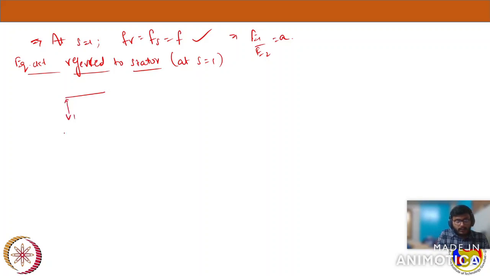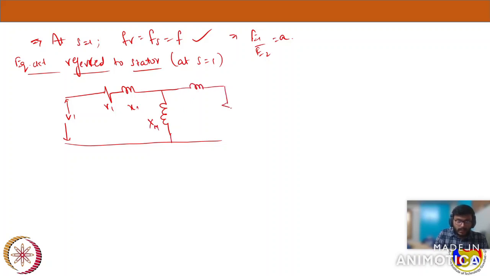And yeah, this is V1, this is R1, this is X1 leakage reactance, and this is the magnetizing reactance XM. There will be the rotor side leakage reactance referred to stator, and this rotor resistance referred to stator. Now the value of this will be multiplied by the square of the turns ratio that you already know. So I'm just writing it here, a square x2 and a square r2.